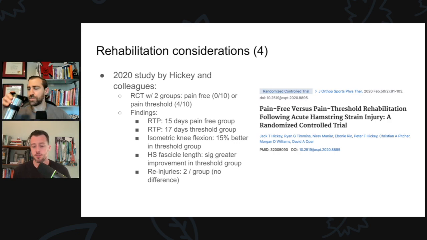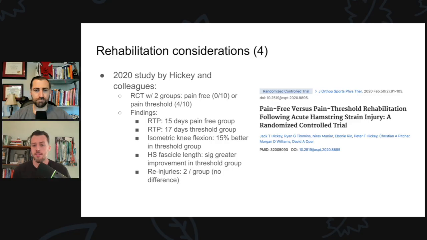In this study, there were two groups. One group was doing their rehab and they had to be pain free. They couldn't have any pain. The other group could work into the pain threshold. Like Dan said, I think it was 4 out of 10, but it was what was tolerable to the patient, right? And that can vary quite a bit patient to patient.